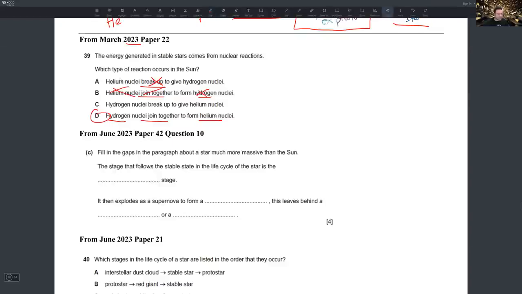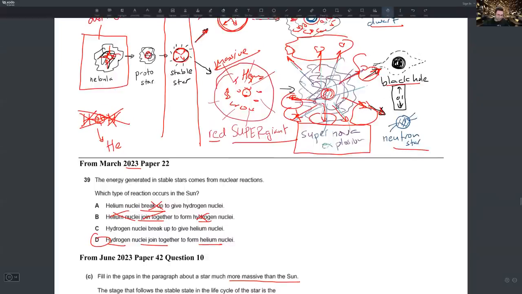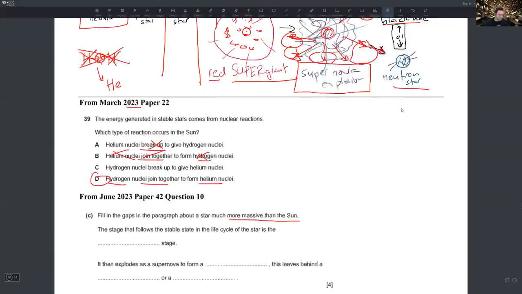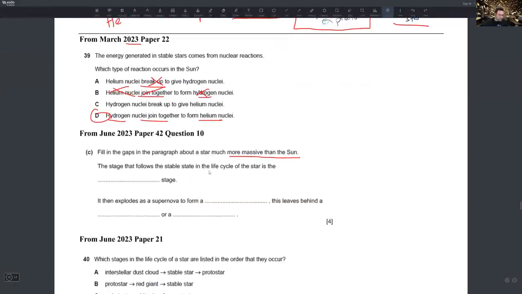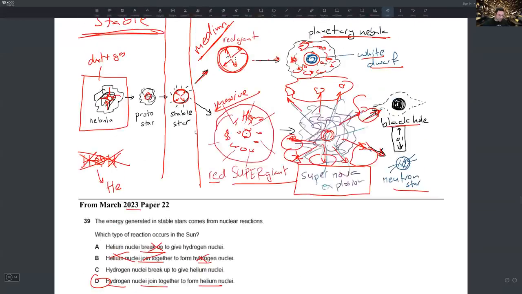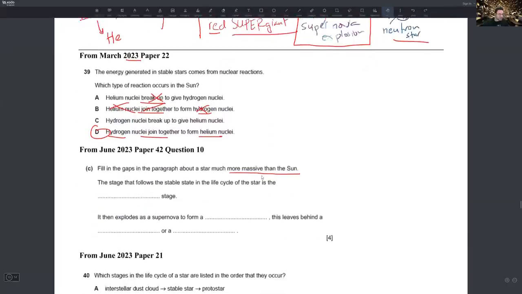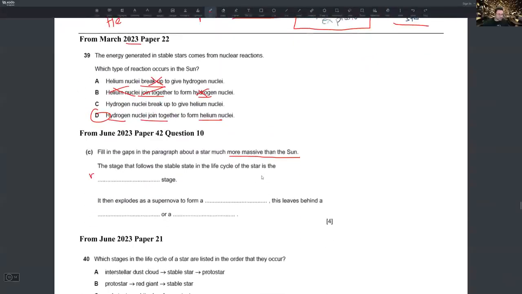Next. Fill in the gaps in the paragraph about the star much more massive than the sun. So which branch are we talking about? The heavy branch at the bottom: red supergiant, supernova, neutron star, black hole. The stage that follows the stable star in the life cycle of a star is the red supergiant stage. It then explodes as a supernova to form a dash, and this leaves behind a dash or a dash.